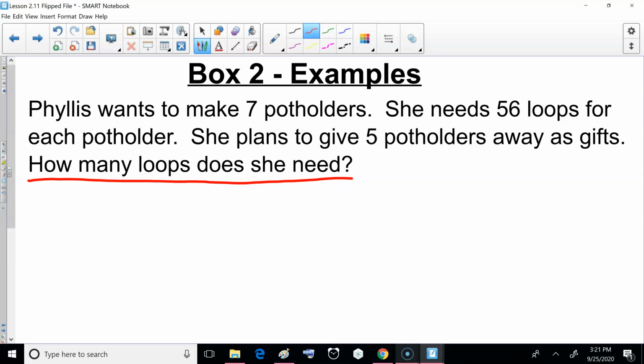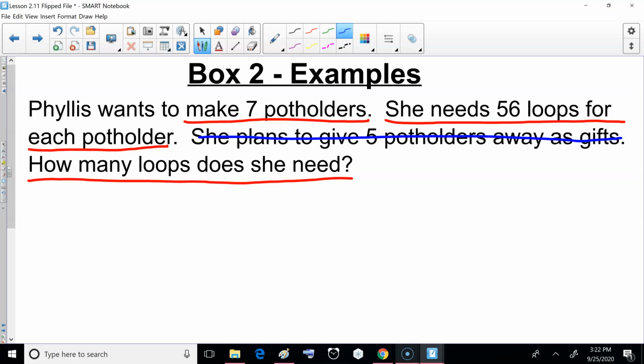So when I read this, she wants to make 7 pot holders. All right. She needs 56 loops for each pot holder. So 56 loops for each pot holder would be important. All right, so that's for each one, and we know that she's going to make 7 pot holders, so that would tell me that one. She plans to give 5 away. That's great. That Phyllis is a really nice person. But this sentence right here, we don't need this because we don't care that she's given 5 away. We want to know how many loops she needs.